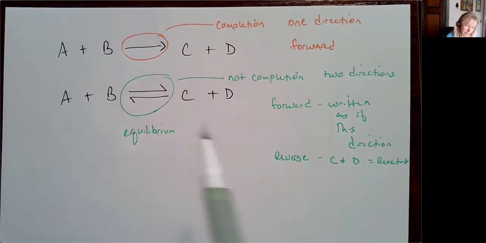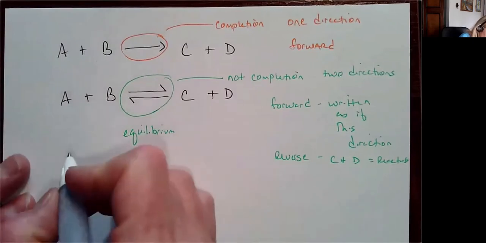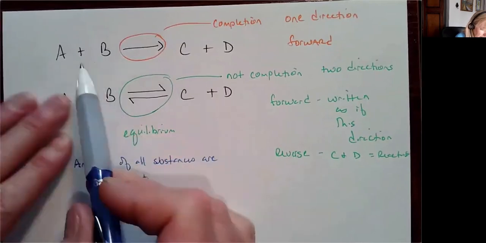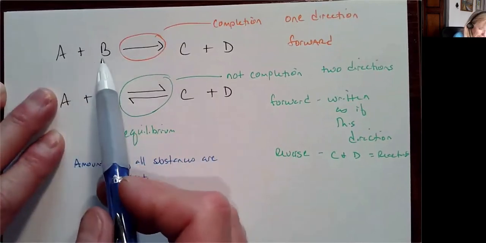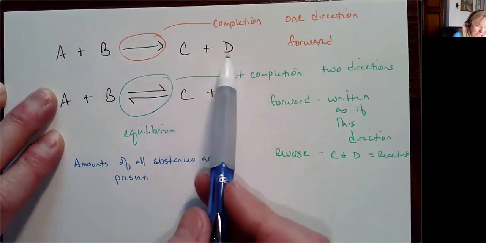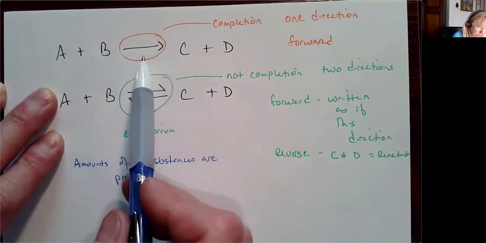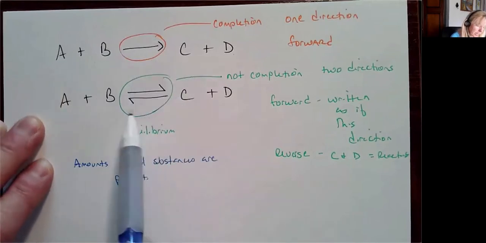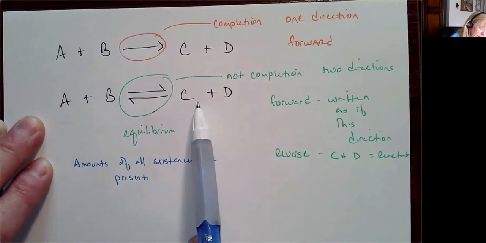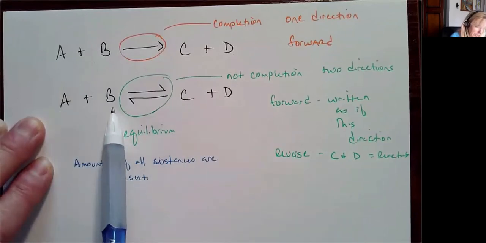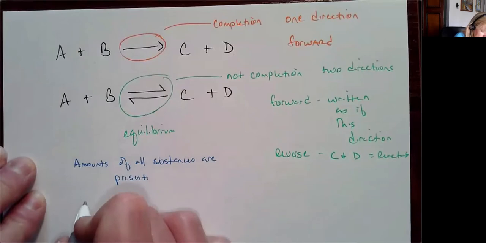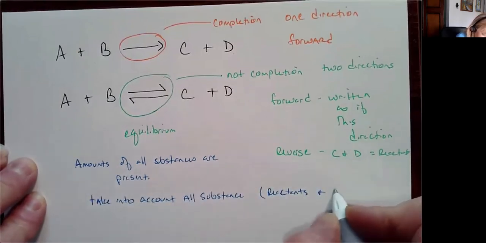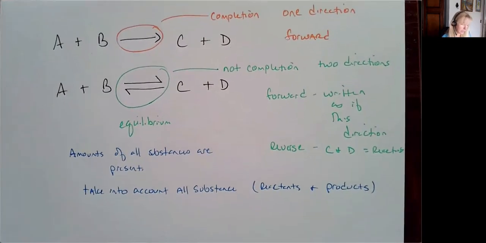And so what that means is that in an equilibrium reaction, amounts of all substances are present. Up here, if I had this and it was set up so that I didn't run out of anything, at the end of this reaction, I would only have C and D present in this sort of completion single reaction. But in an equilibrium reaction, even if it favors the products, I'm still going to have A and B present. And so in an equilibrium reaction, you have to take into account all the substances, meaning reactants and products, which can make it start to get a little bit complicated.